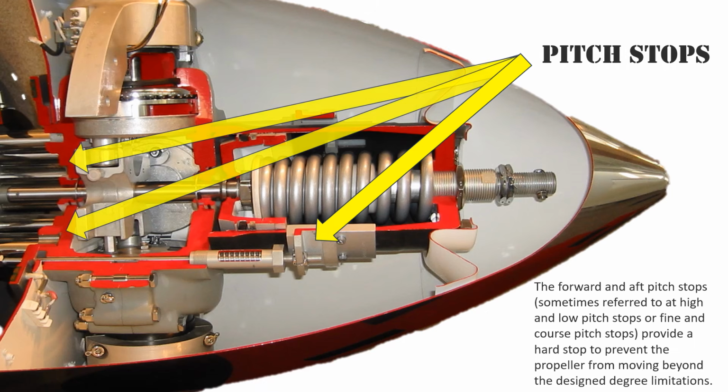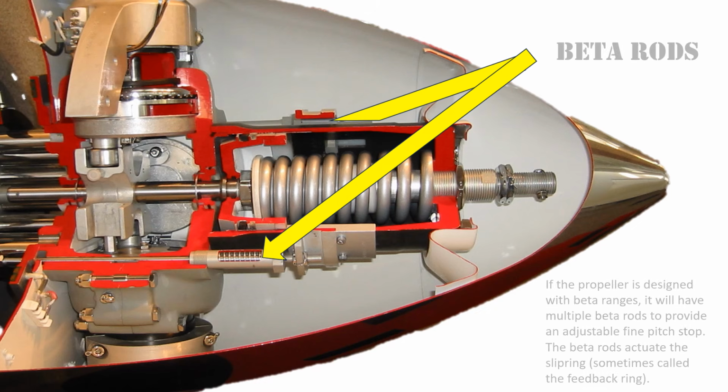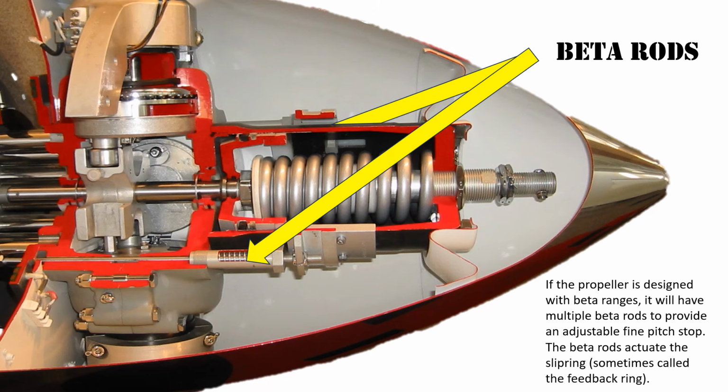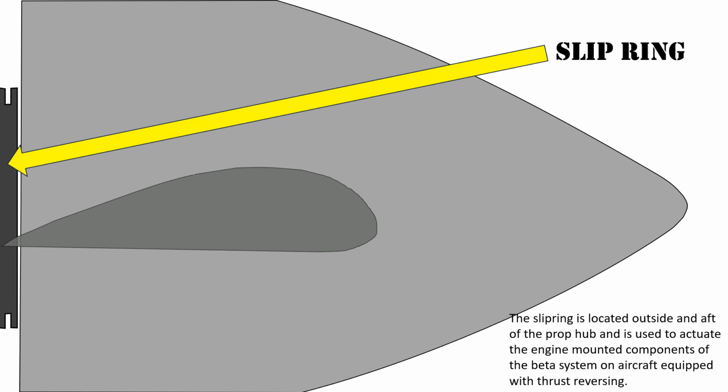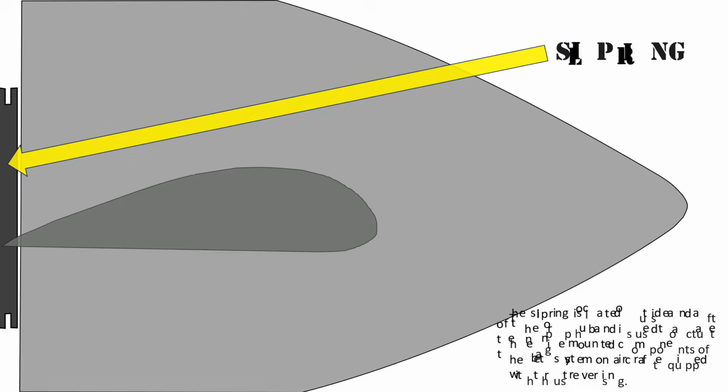The forward and aft pitch stops, sometimes referred to as high and low pitch stops or fine and coarse pitch stops, provide a hard stop to prevent the propeller from moving beyond the design degree limitations. If the propeller is designed with beta ranges, it will have multiple beta rods to provide an adjustable fine pitch stop. The beta rods actuate the slip ring, sometimes called the feedback ring. The slip ring is located outside and aft of the prop hub and is used to actuate the engine-mounted components of the beta system on aircraft equipped with thrust reversing.